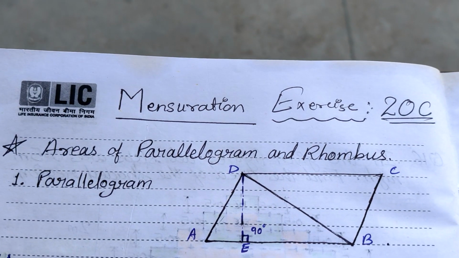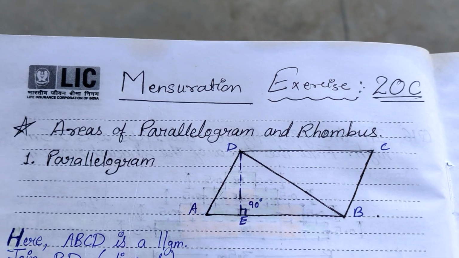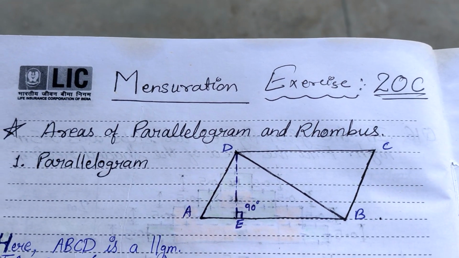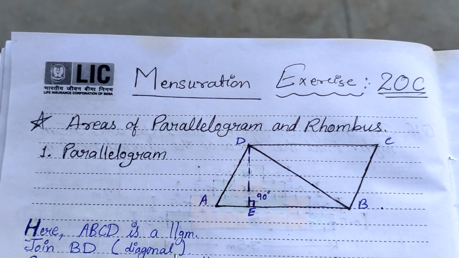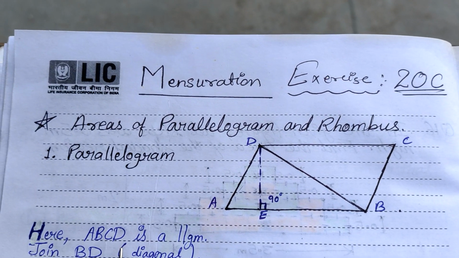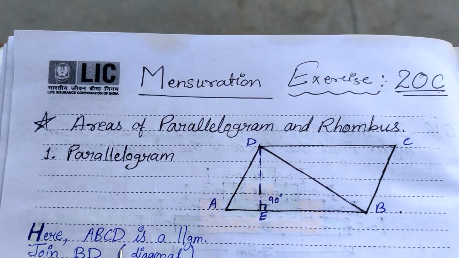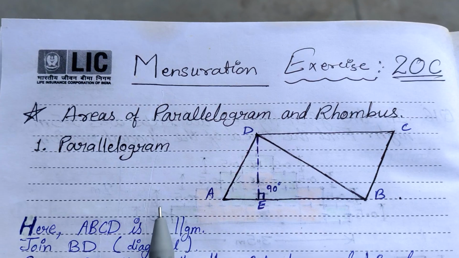Hello students, continuing the same chapter, mensuration. Now we are going to solve questions of exercise 20C. Before going to solve questions, we have to learn the formula. What is the formula? The formula of area of parallelogram and area of rhombus. Let's see the formula first.